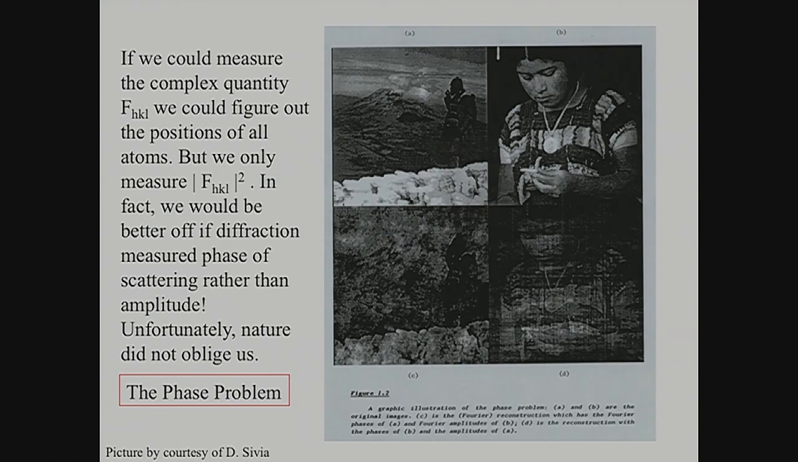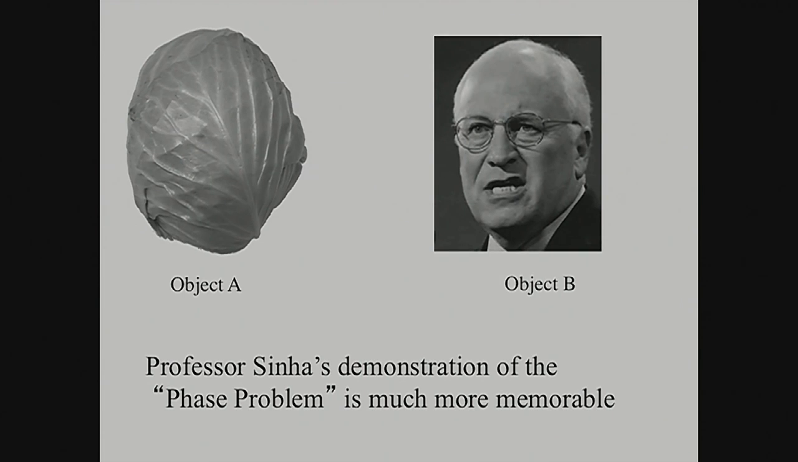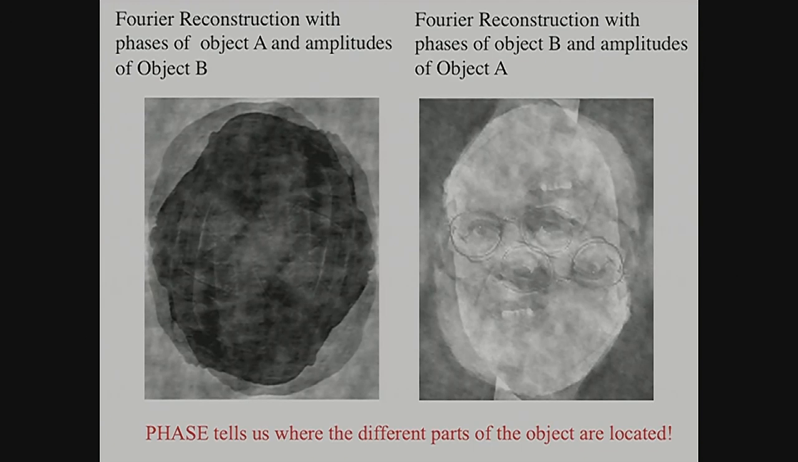If you want a much better way of remembering that, here's the one that Sunny Sinha put together. This is object A and this is object B, and this is the result of the two Fourier transforms. This one here, which resembles Darth Vader, has the phases from the picture of whatever that gentleman's name was, and the amplitudes from the other one. That's called the phase problem.